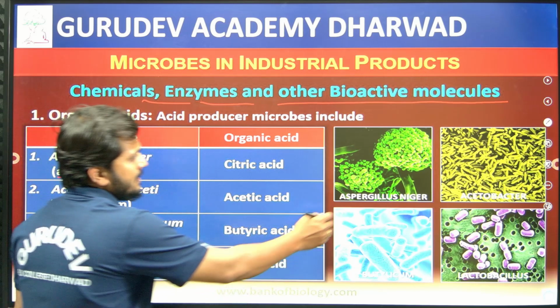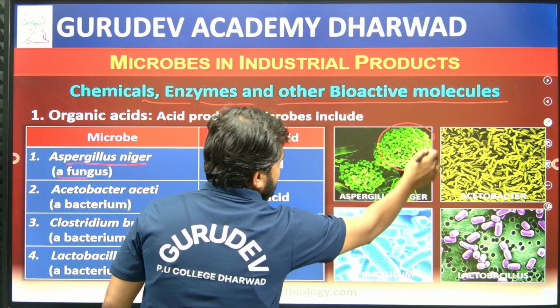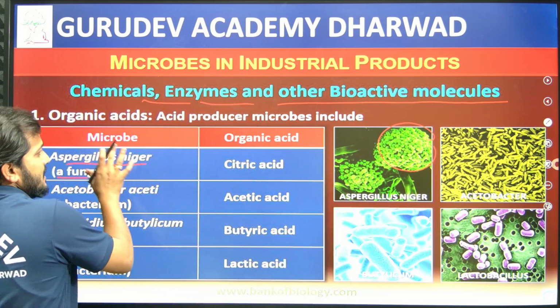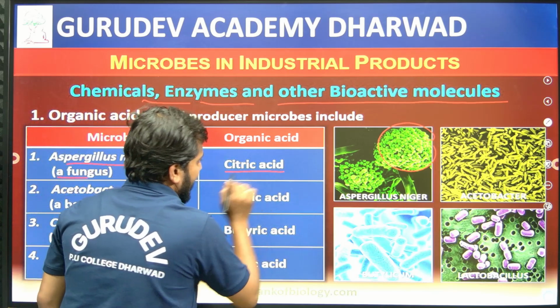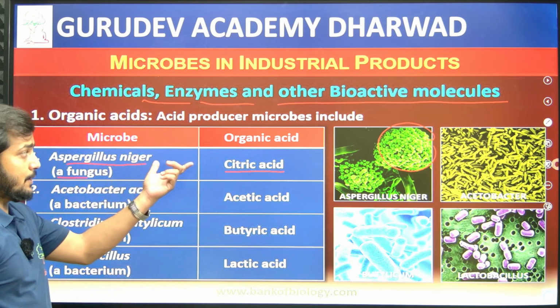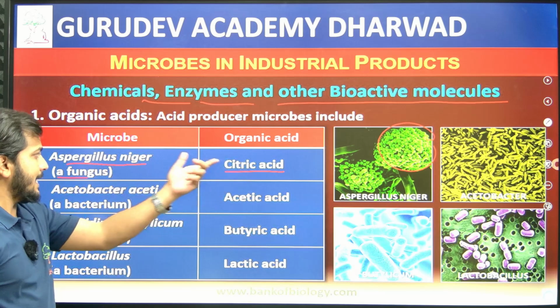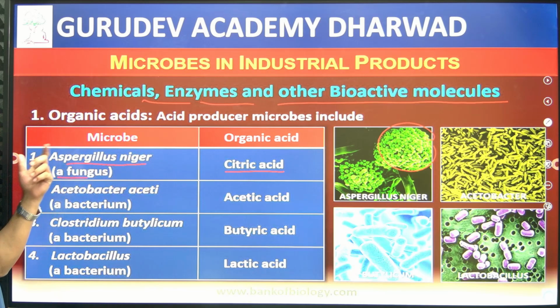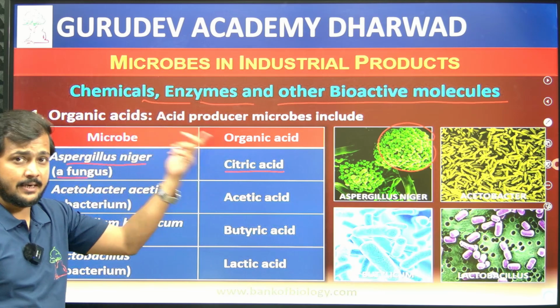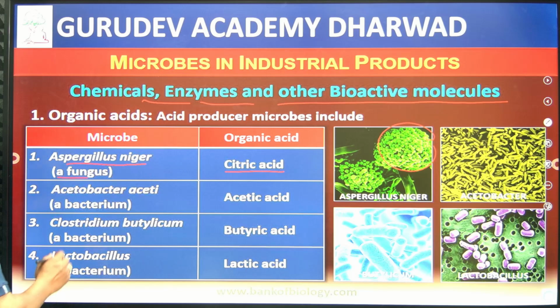Now consider this structure of Aspergillus niger. Majorly, Aspergillus niger is used for the production of citric acid. So this is the component we have to remember. Citric acid is produced by means of whom? Aspergillus niger. Aspergillus niger produces citric acid. So that is what you should remember.